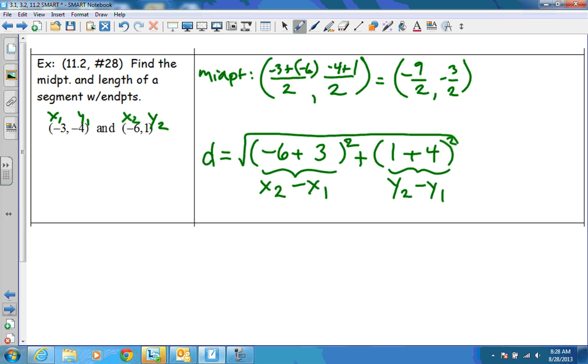Do all your inside, then look at the square root part. So simplify all the inside.